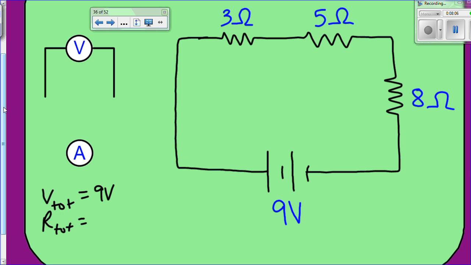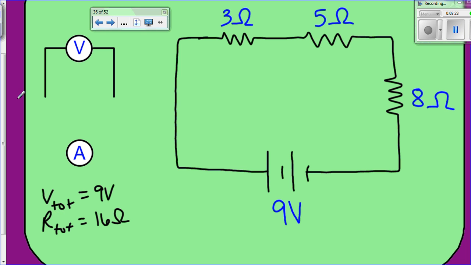Okay, it's a series circuit, so remember, the total resistance in a circuit is just the individual resistors added up together. So 3 plus 5 is 8, plus 8 is 16. So the total resistance of the entire circuit is 16 ohms.